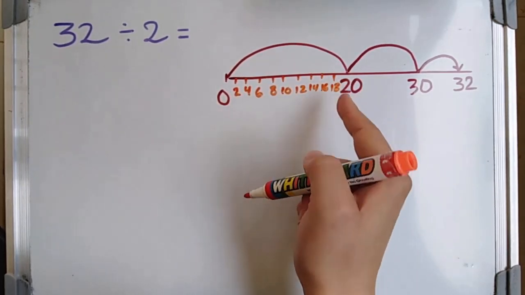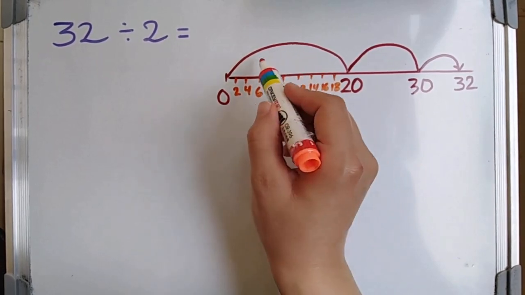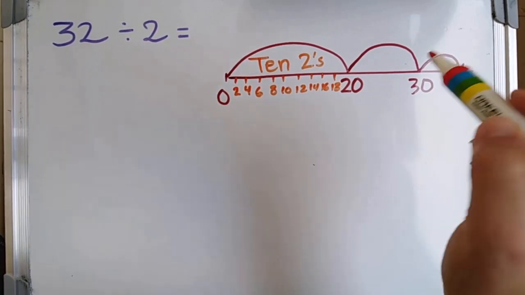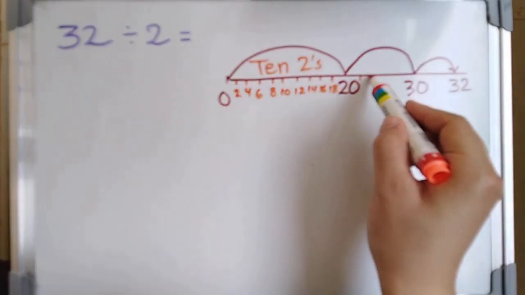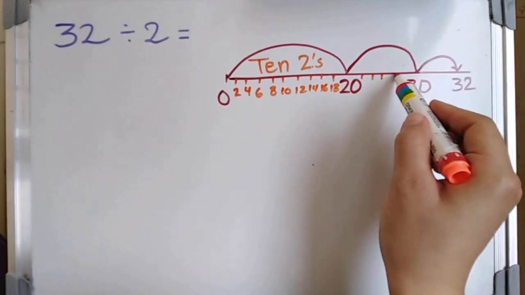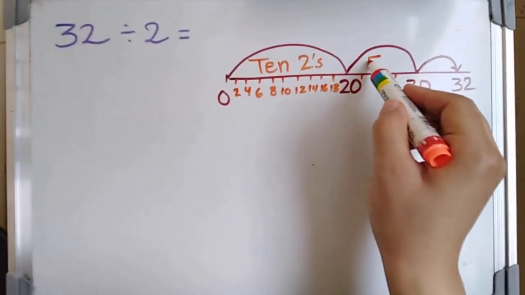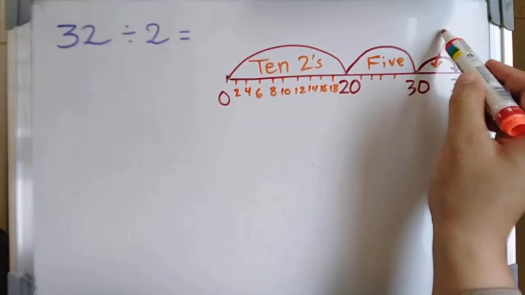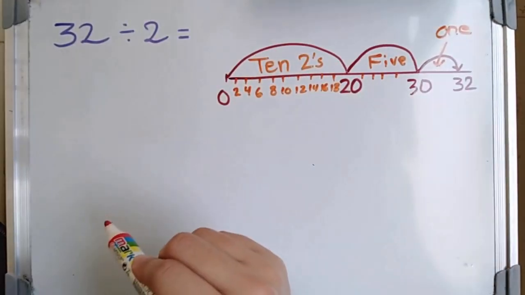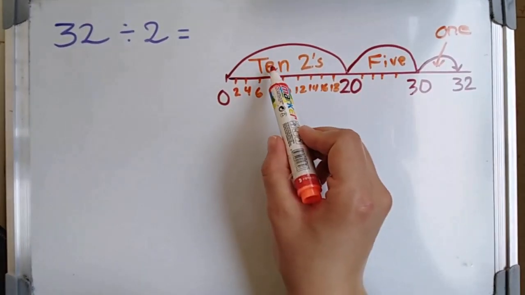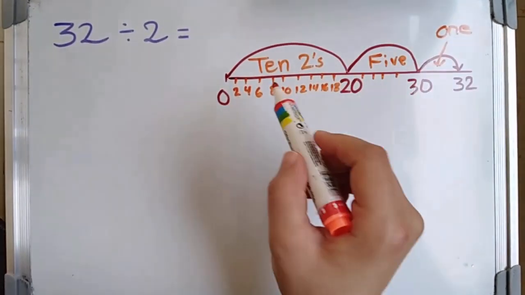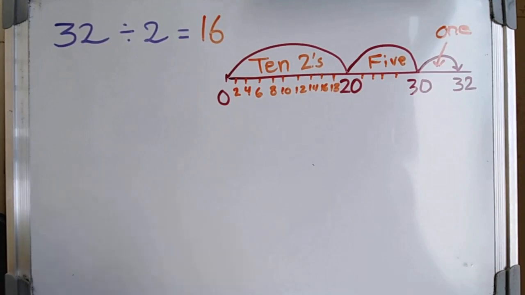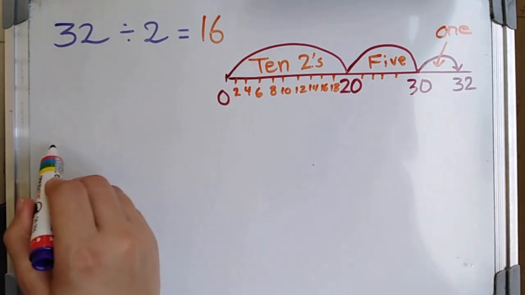Twenty steps means there are 10 twos within this jump. And from 20 to 30, there are 10 steps. And 10 steps from 20 to 30 means there are 5 twos. And just 1 two from 30 to 32. Now, 10 twos, 5 twos, and 1 two. Together there are 16, because 10 plus 5 plus 1 is equal to 16.